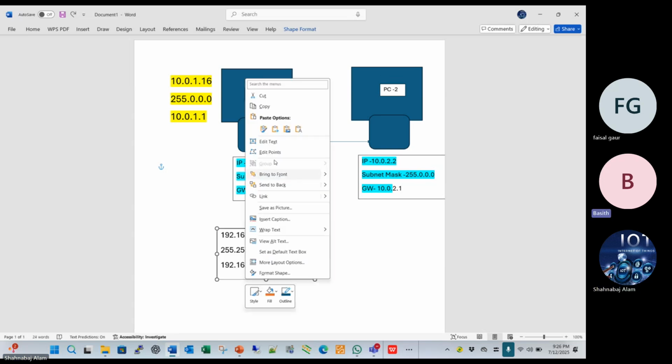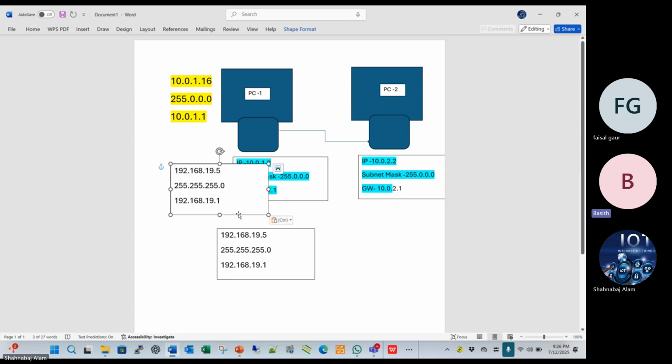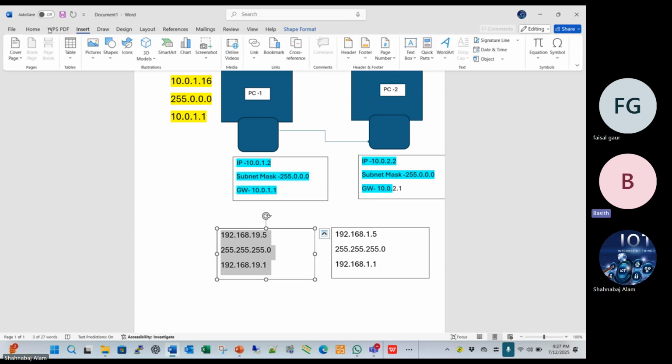Suppose that on the above PC1 and PC2, they won't communicate, right? Suppose I change this IP to this IP. Right now this IP is assigned to PC number 2 and this IP is assigned to PC number 1. So will both communicate or not? Not communicate. Why not? Because the three network IDs are different.